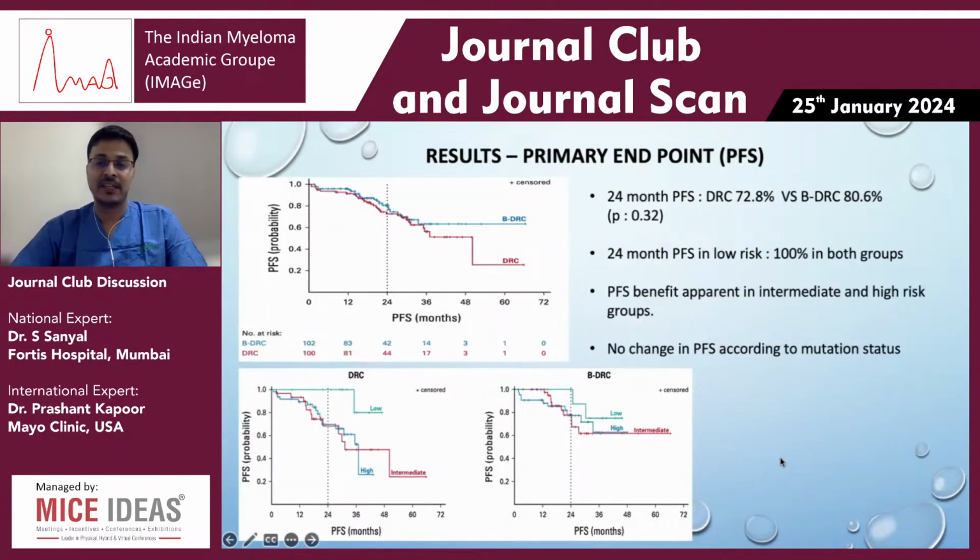So the results, primary endpoint, which was the progression-free survival. At 24 months after completion of the therapy, the primary endpoint was fulfilled. In BDRC, it was 80.6% progression-free survival as compared to 72.8% in the DRC arm. But unfortunately, this was not statistically significant. The p-value was 0.32. 24-month PFS in low-risk patients was 100% in both the groups. The actual PFS benefit was seen in the intermediate and the high-risk groups. And although it was not a part of the original plan, a retrospective analysis showed that there was no change in progression-free survival according to the presence of the mutation status.